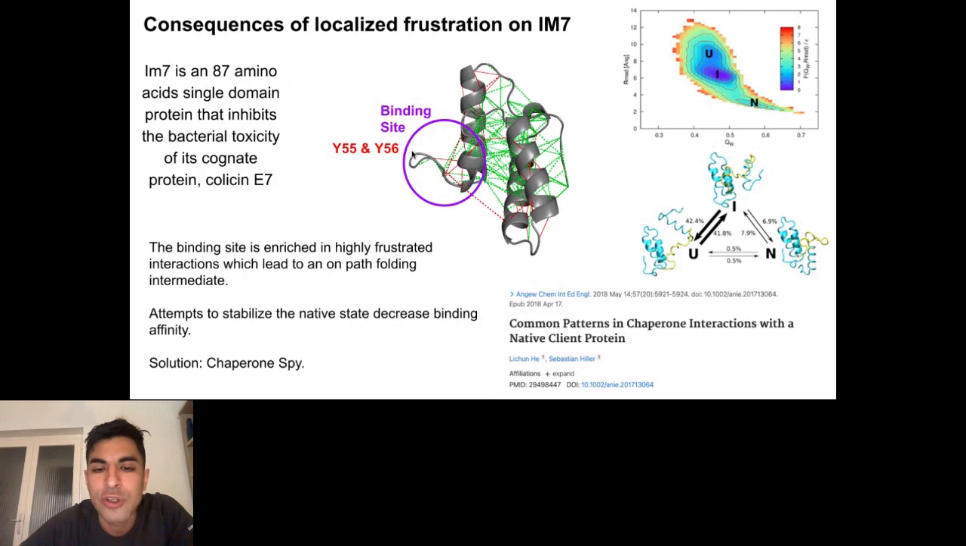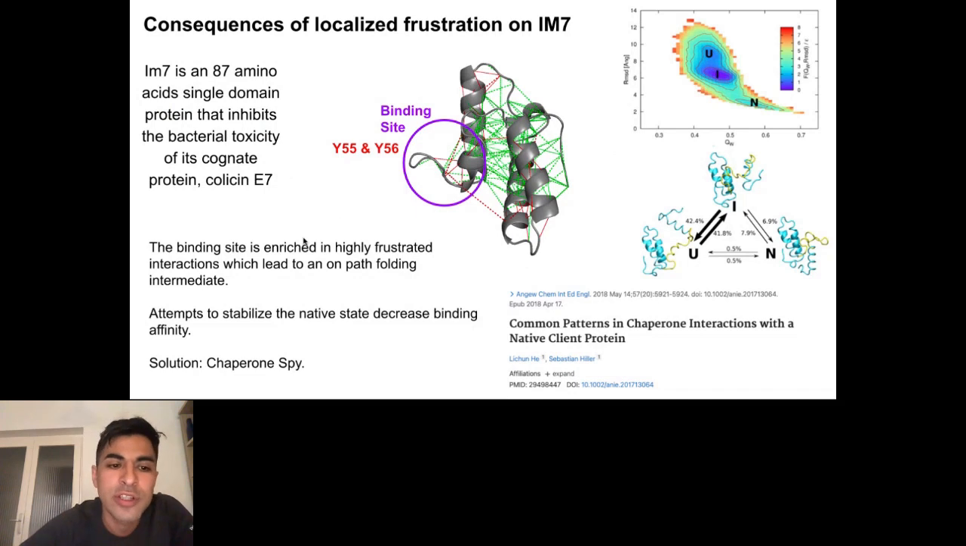And when the authors analyzed high frustration in this protein, they observed that local frustration is functional, but it also creates problems, because when you have something, for example, like these two tyrosines exposed to the solvent, it can make your protein risky in terms of being potentially aggregated or misfolded, right? So they observed with molecular dynamics that this frustration was responsible for the occurrence of an on-pathway folding intermediate state in the landscape of IM7, and that it also led the protein sometimes to misfold.